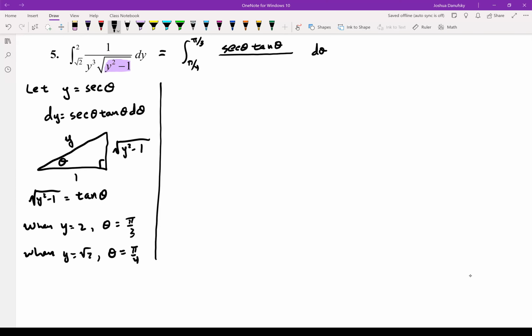And in the bottom, we have y to the 3rd, which is secant cubed theta. And then our square root of y squared minus 1, we saw that that was tan theta. And now we can go ahead and simplify this. Secants and tangents cancel to leave us with 1 over secant squared, which is the same as cosine squared theta d theta.